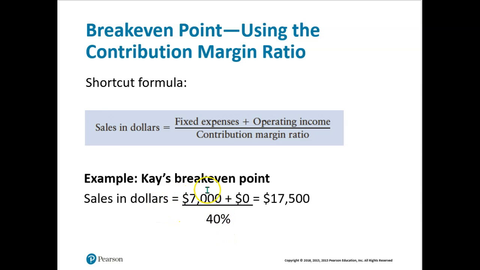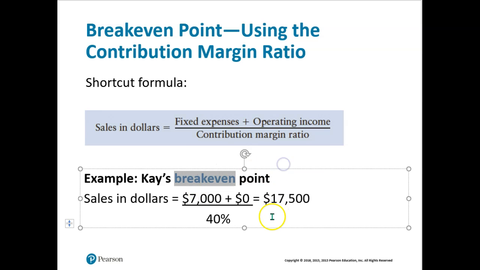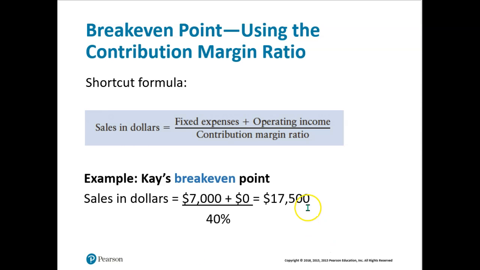So sales in dollars are our fixed cost. It's at break even, okay, so you don't have any target profit. It would be zero. 7,000 divided by 40%. Sales in dollars to break even, 17,500.